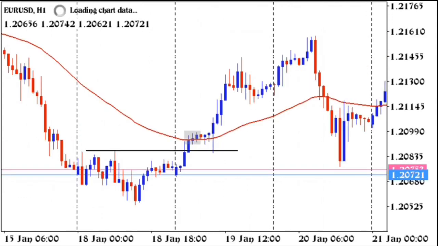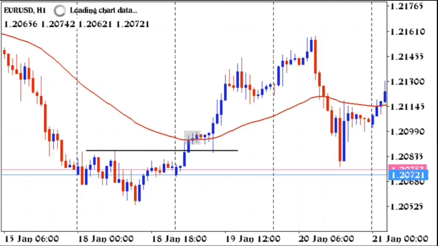So how do you trade with this moving average? You wait for a bullish candle to close above the 50 moving average on the H1 time frame. As you can see here, a bullish candle closed above the 50 MA. Now you wait for a pullback, and after the pullback you enter the trade for a buy.